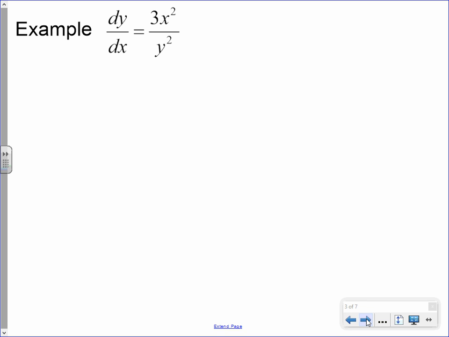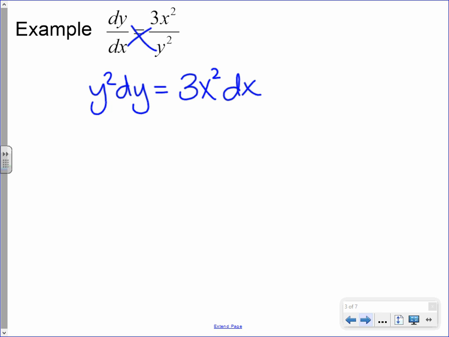Cross multiply, right? We can multiply that y squared over with the dy, and we can multiply that dx over with the x squared. So we're just cross multiplying here. Okay? At this point, our variables are separated. Y's on one side, x's on the other. We can actually perform our integration.